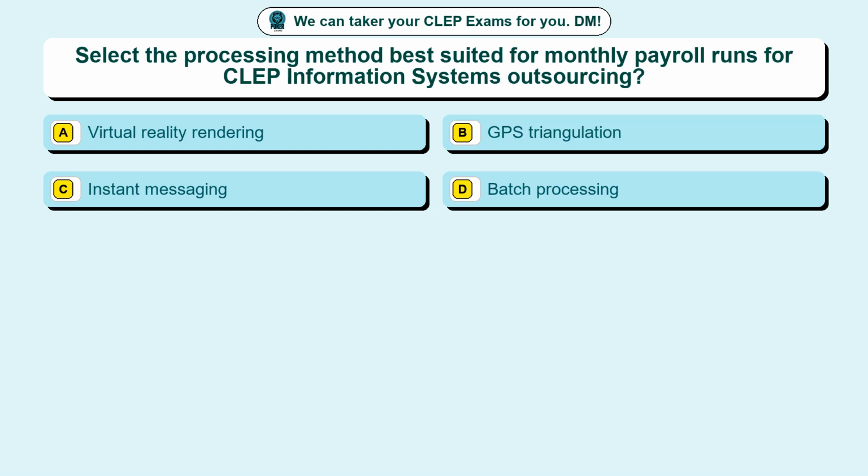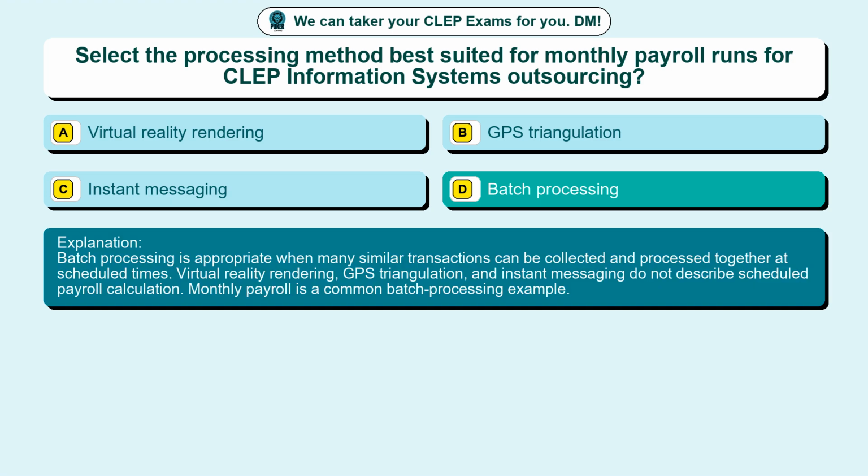Question 22. Select the processing method best suited for monthly payroll runs for CLEP Information Systems Outsourcing. Option A. Virtual reality rendering. Option B. GPS triangulation. Option C. Instant messaging. Option D. Batch processing. The correct answer is option D. Batch processing. Batch processing is appropriate when many similar transactions can be collected and processed together at scheduled times. Virtual reality rendering, GPS triangulation, and instant messaging do not describe scheduled payroll calculation. Monthly payroll is a common batch processing example.